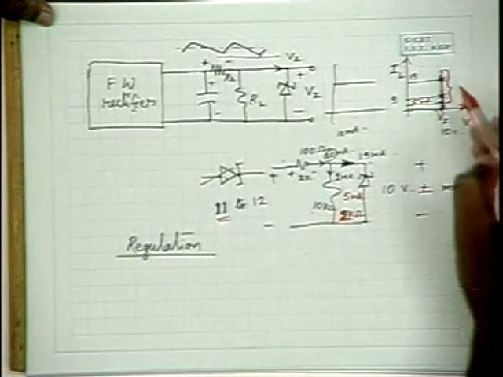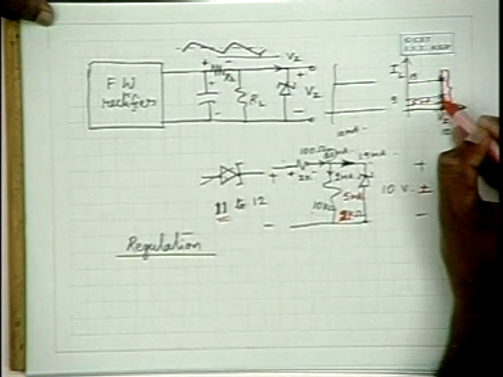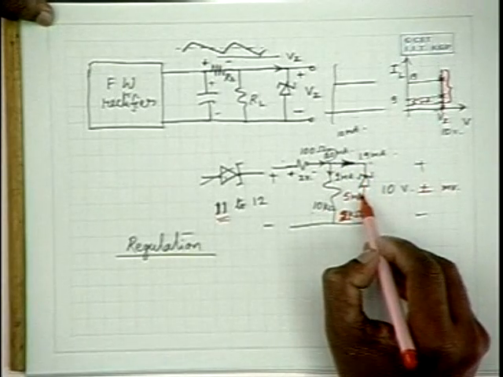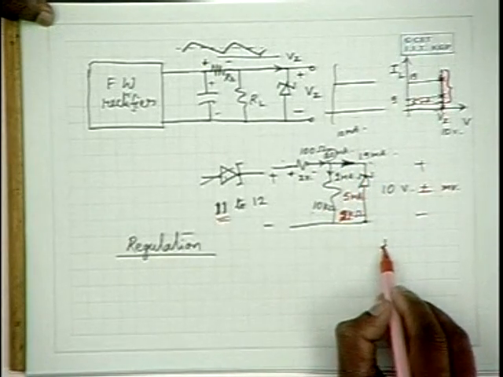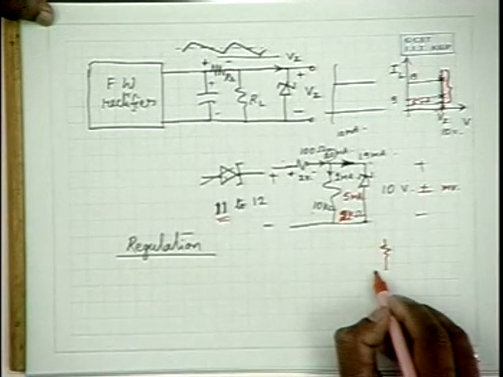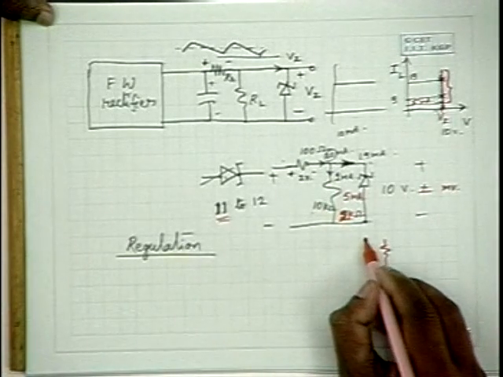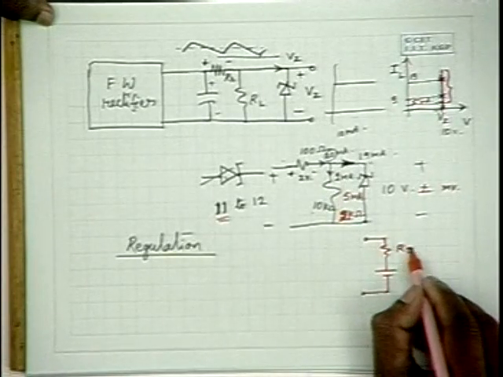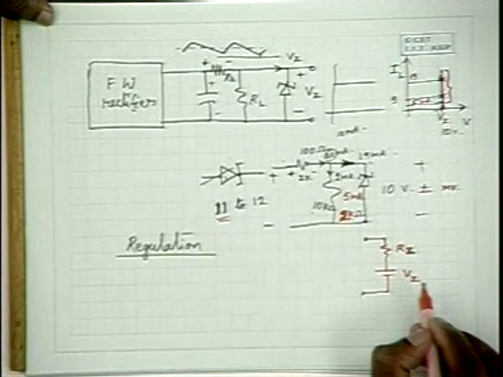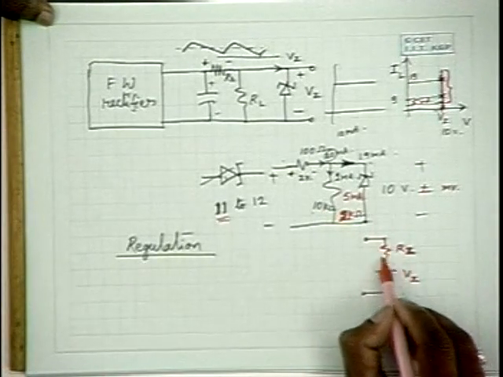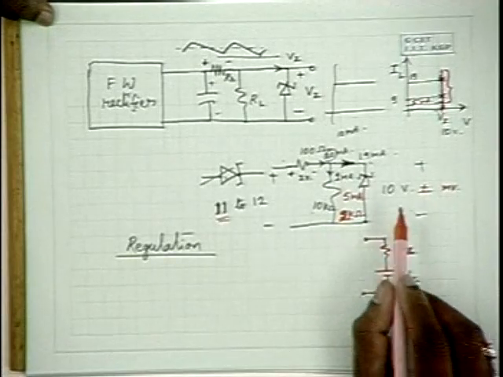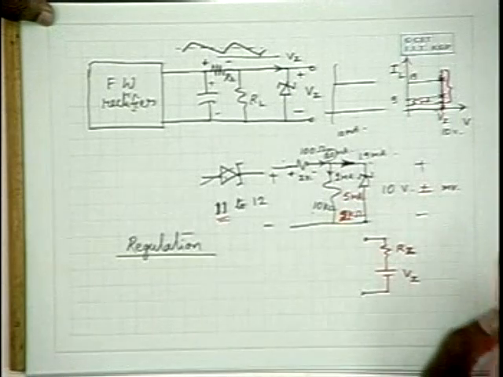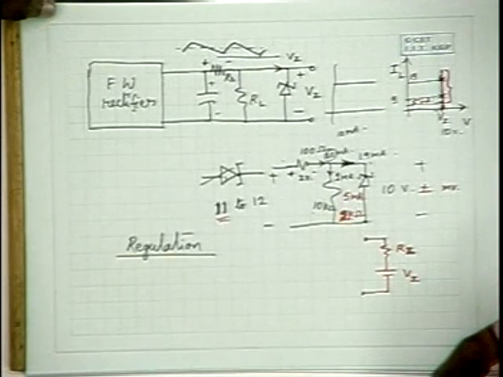What is responsible for it? The slope of this characteristic is responsible for it. That is RZ, the series equivalent resistance of the Zener diode. Please note that the equivalent circuit of the Zener diode is like this: RZ and VZ. Because of this small RZ, the voltage increases and decreases over VZ, but that is very small.